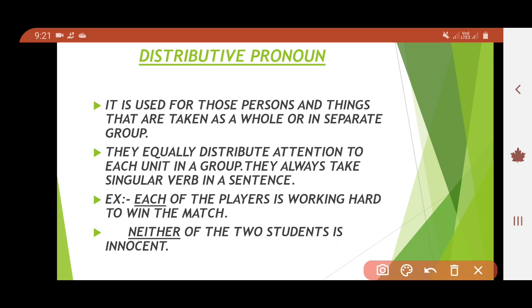Okay, so this is a distributive pronoun. It is used for persons and things that are taken as a whole or in a separate group, and distributive pronouns are used to give equal attention to each member, each unit in a group. The verb here is always used in a singular form.